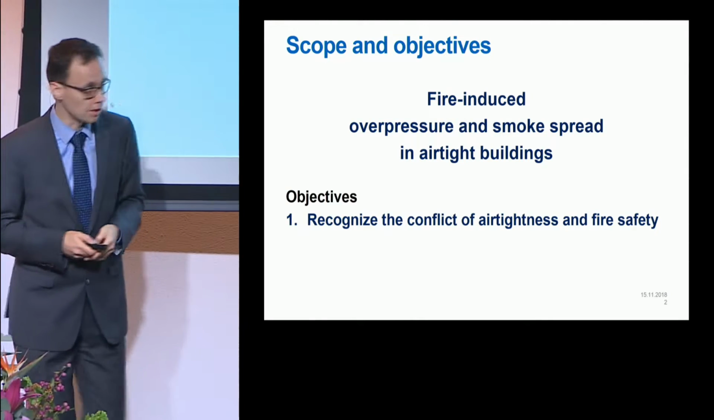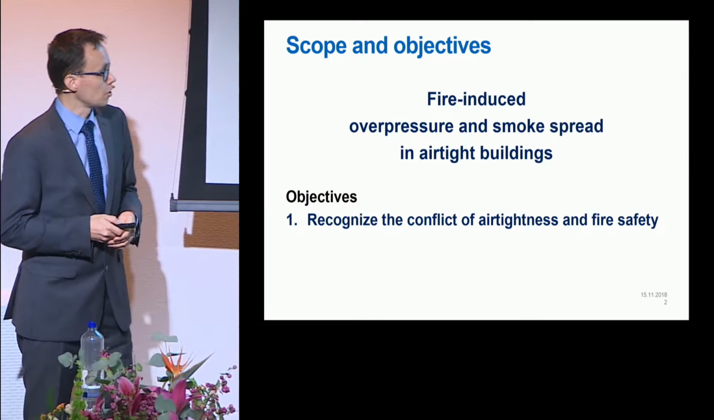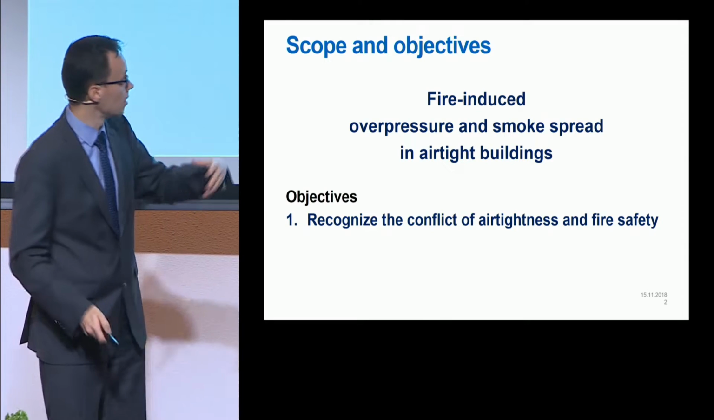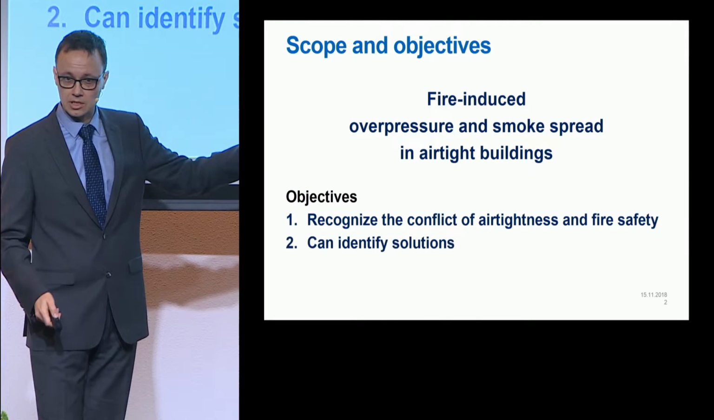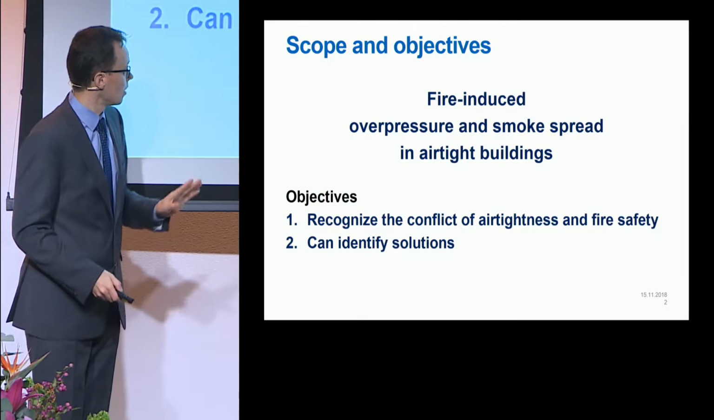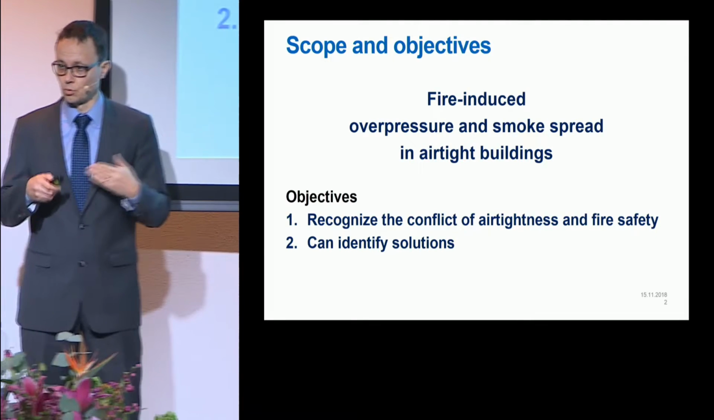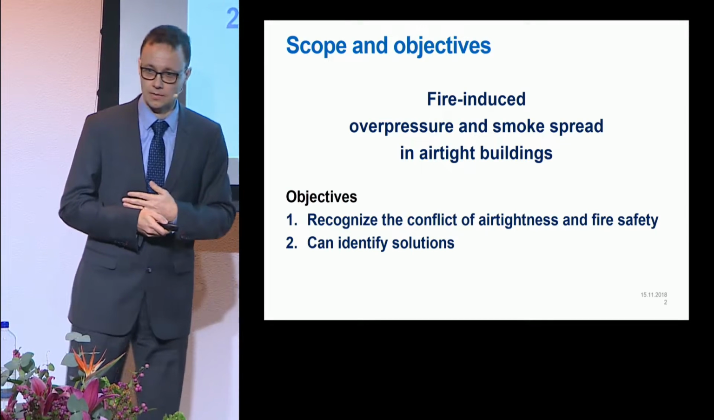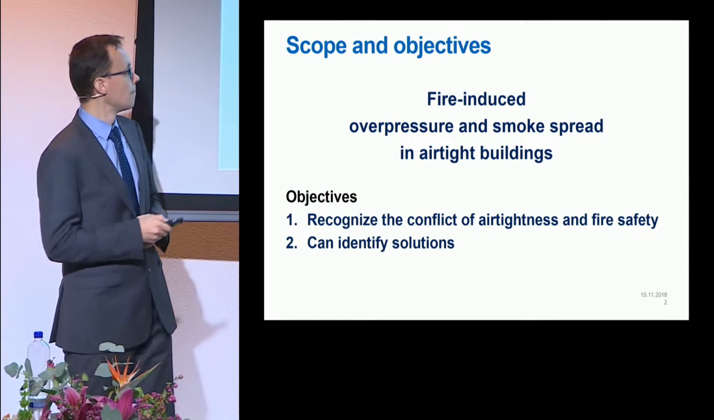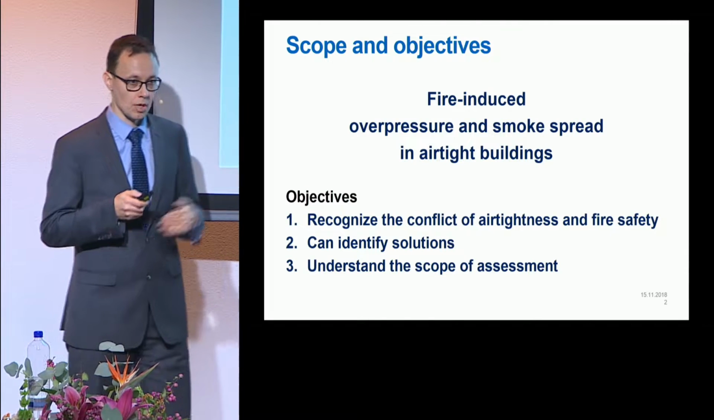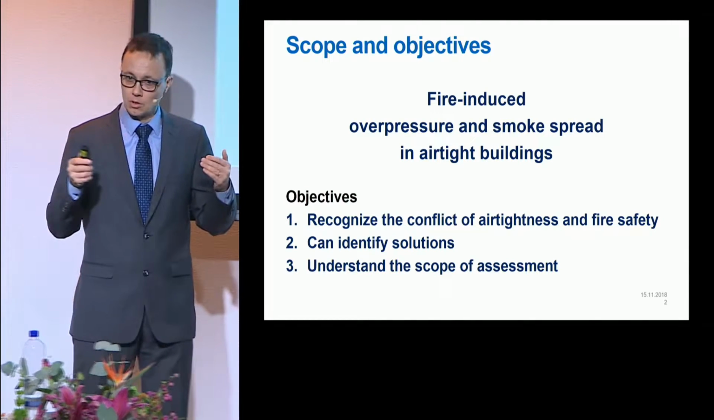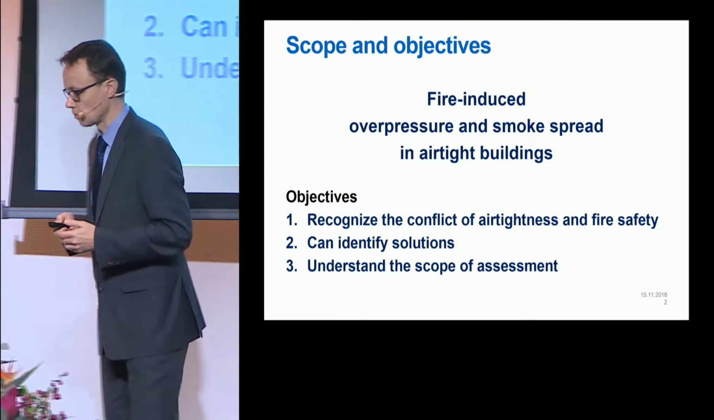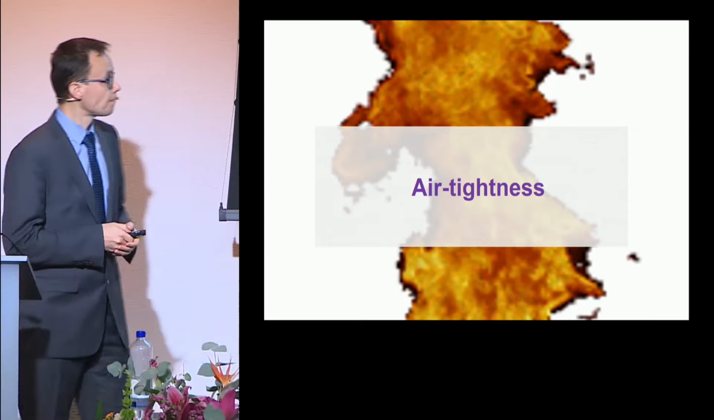So the objectives for this workshop are that you will recognize the possible conflict between airtightness and fire safety. You will also be able to identify some solutions, or at least will identify what is my proposal, and you understand somehow what is the scope of assessment, what we can model, what we need to do experimentally, and what are the challenges over there.